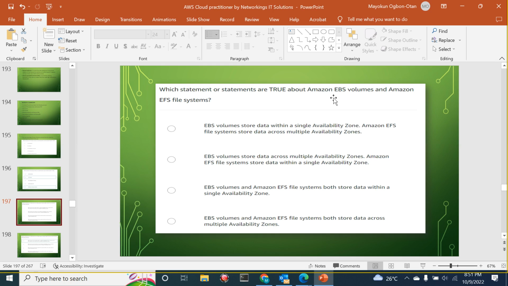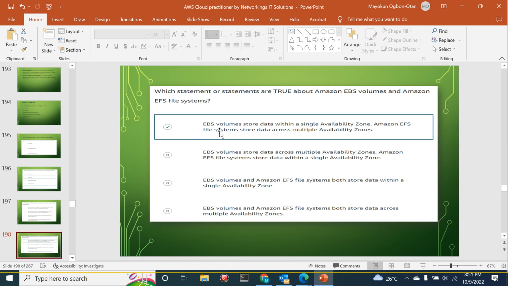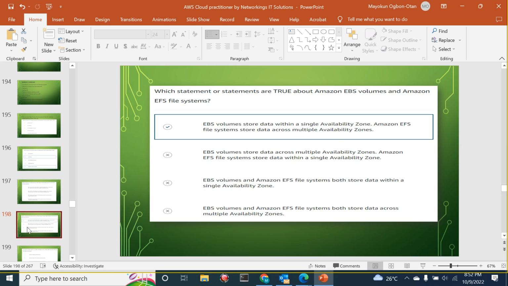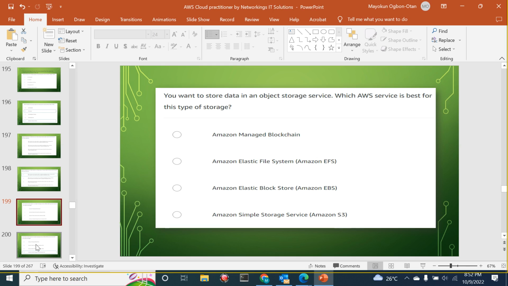Elastic Block Store volumes store data within a single availability zone. Amazon Elastic File System stores data across multiple availability zones. Because you don't want to buy us snacks. It's okay now. Father, I thank you. So EBS volume stores data within a single availability zone. Meanwhile, EFS stores data across multiple availability zones, making it very highly available. Thank you. Next question, Kayode.